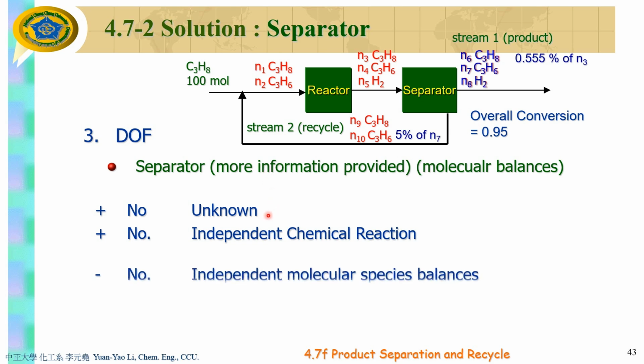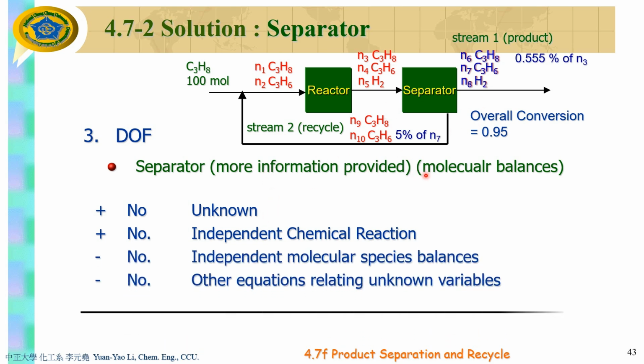So when you do a separator, again, that's molecular species balance. First, unknowns. For the separator, how many unknowns? N3, N4, N5, N9, and N10. So there are 5 unknowns. How many chemical reactions? There's no chemical reaction involved here, so that's 0.